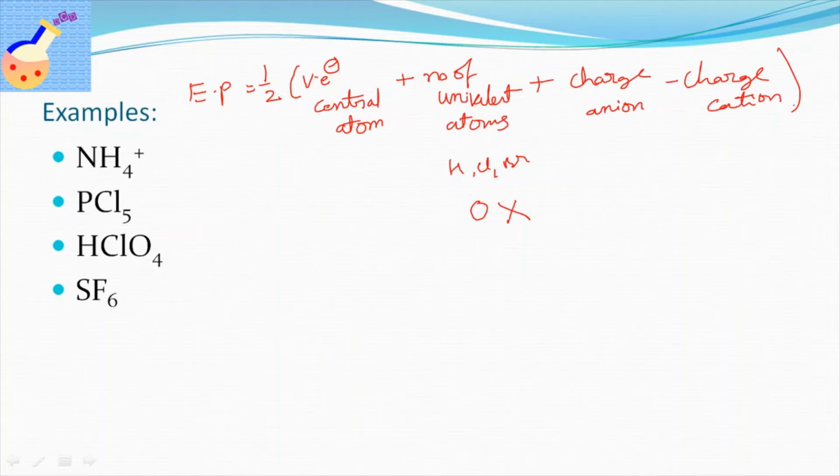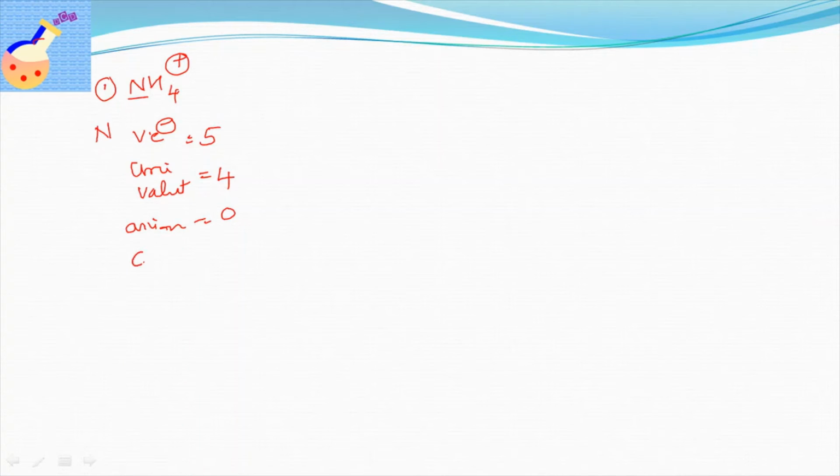So let us solve a few examples. Coming to our first example, that is NH4 plus. What is the central atom here? Nitrogen. How many valence electrons are there? 5 valence electrons. The number of univalent atoms means atoms with valency 1. There are 4 hydrogens, and hydrogen has only one valency, so the number of univalent atoms is 4. Is it a cation or anion? It is a cation, so the anion charge is 0 and the cation charge is equal to 1.